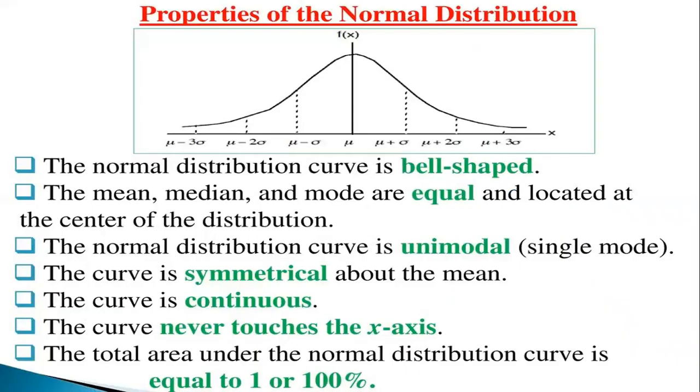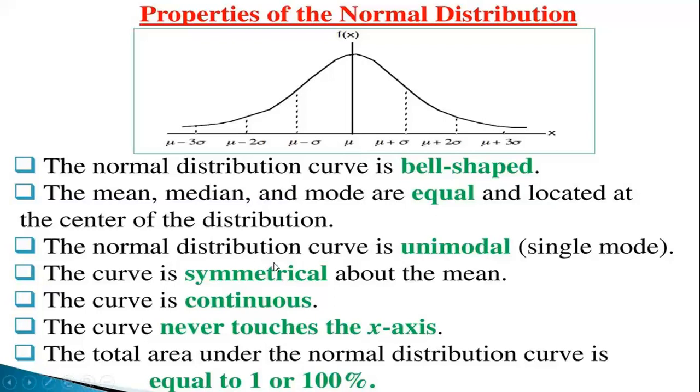And here are some of the properties of your normal curve or of your normal distribution. The normal distribution curve is in fact bell-shaped. So it's like this. And the mean, median, and mode are all equal and are located at the center of your distribution. So here we have your mu or your mean. And it so happened that this line here, this particular part where the mean is located, is also the same as your median and as your mode.